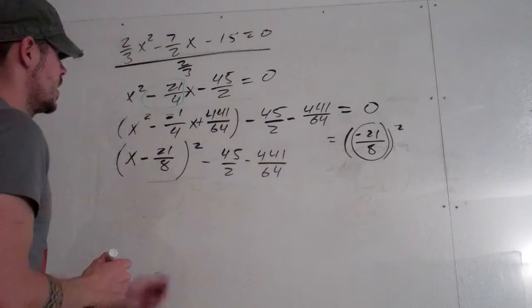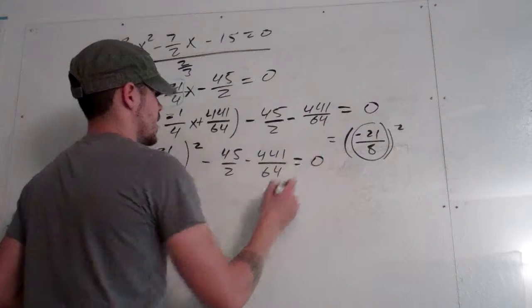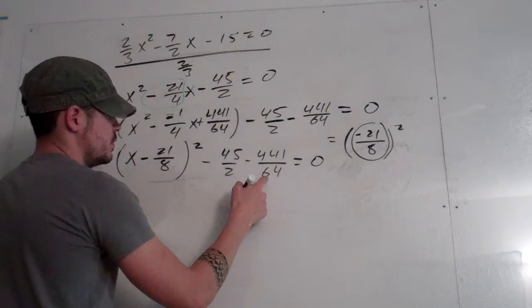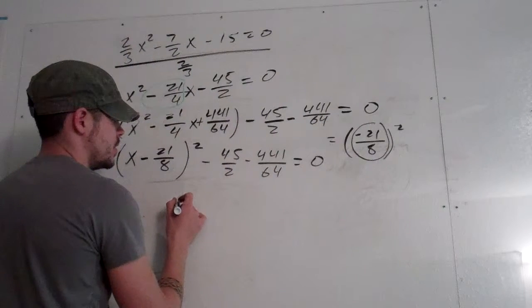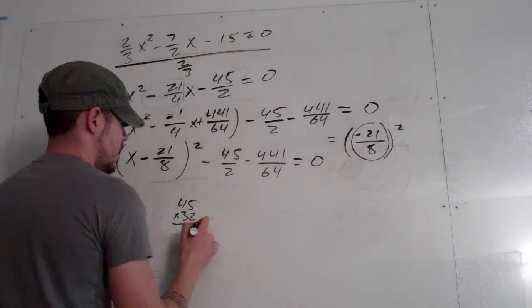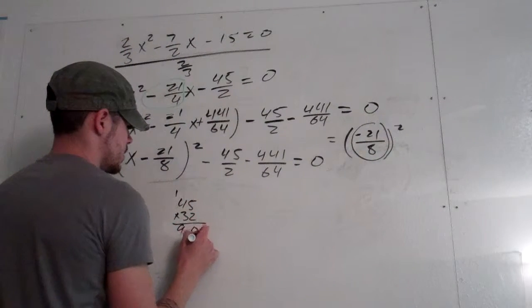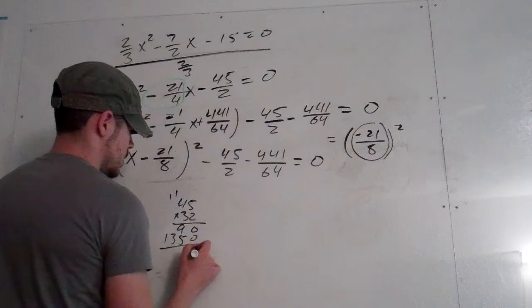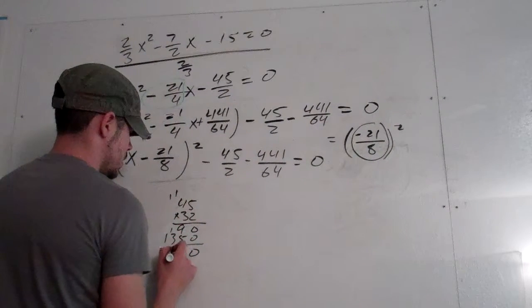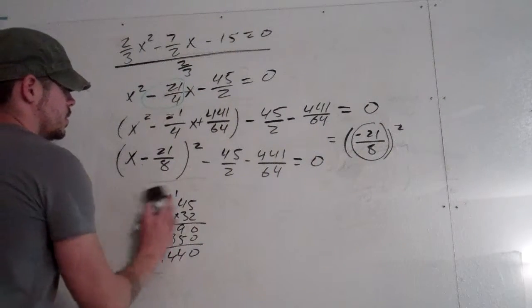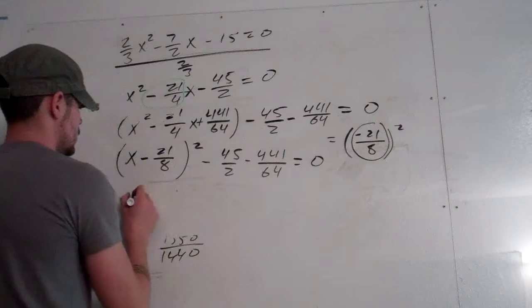what do I got to do here? I got to find the common denominator, don't I? Okay, so let's find that. In order to get this to 64, I have to multiply the top and the bottom by 32. So 45 times 32, and I got 1440. 1440. So let's rewrite this.